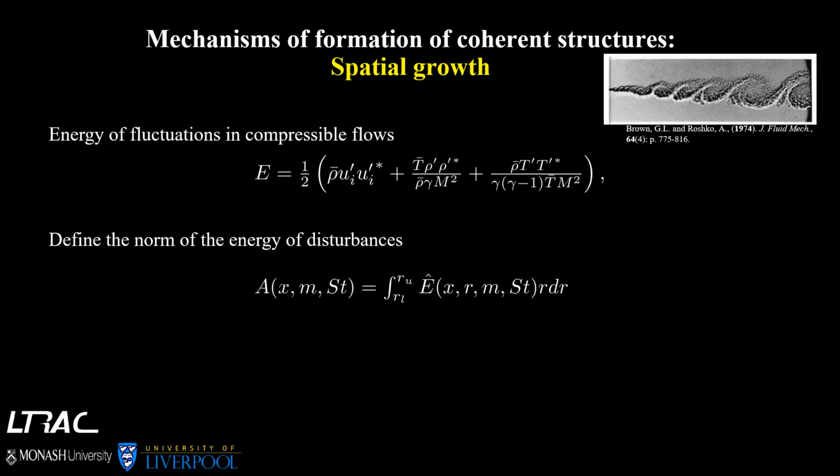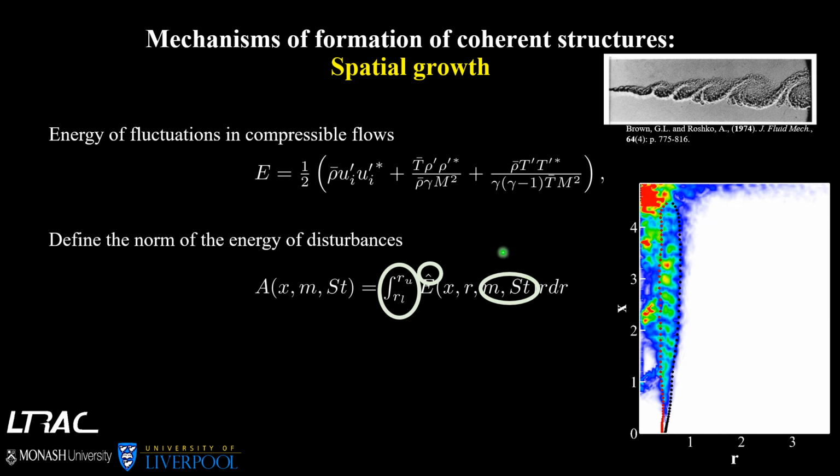To study spatial growth using the large-eddy simulation dataset, we define the energy of fluctuations in compressible flows, which is also known as Mach energy, as follows. Define the norm of energy of disturbances A, which is a function of streamwise location, azimuthal mode number, and Strouhal number. What we did is first Fourier transform the energy in the azimuthal direction and time, and then perform integration in the radial direction. The integration should be in the radial domain limited to the shear layer.